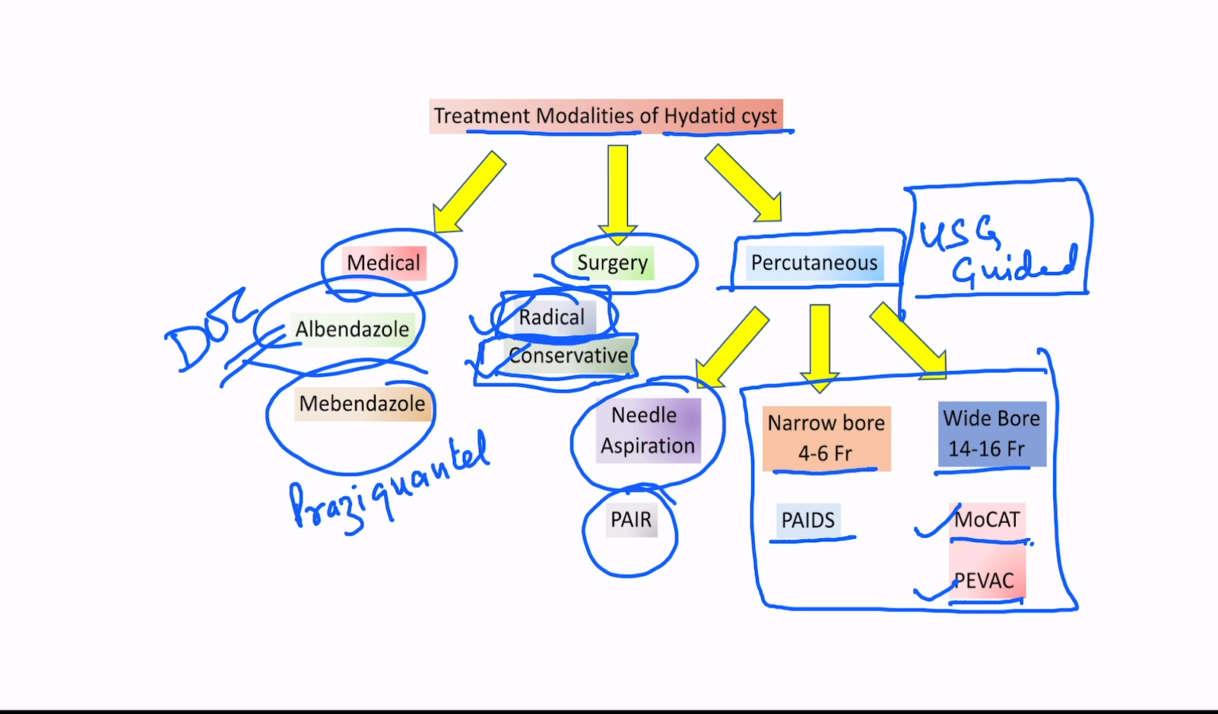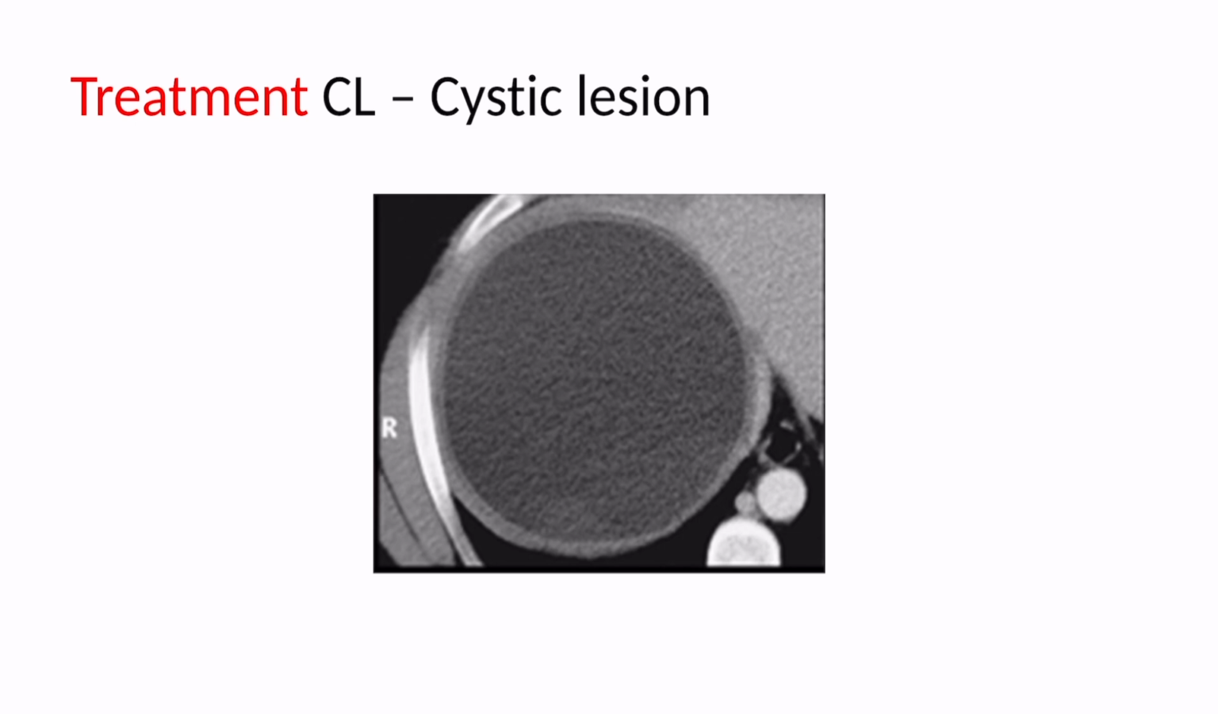Let's see in which stages of hydatid cyst which treatment is used. Now, if you look at this first stage, the CL, it is a clear fluid. There is no sediment, there are no thick septated areas. It is a clear fluid. Start with the medical treatment. Medical treatment is given in all stages. This is to sterilize the area, to kill the protoscoleces and daughter cysts.